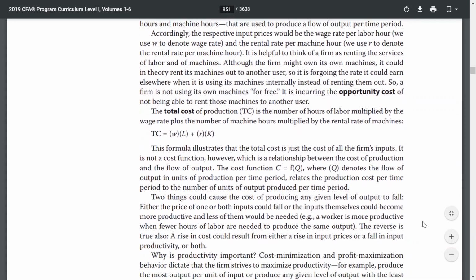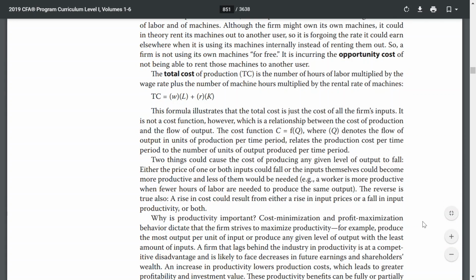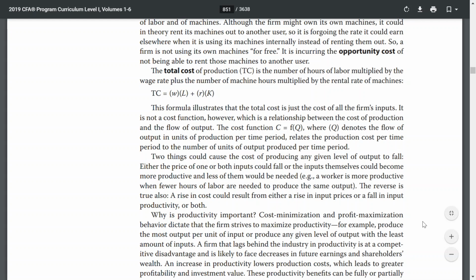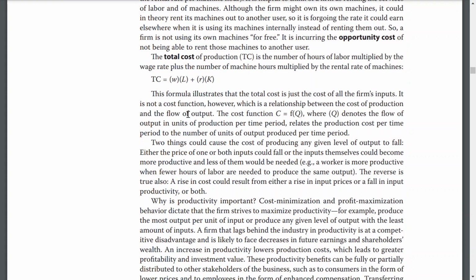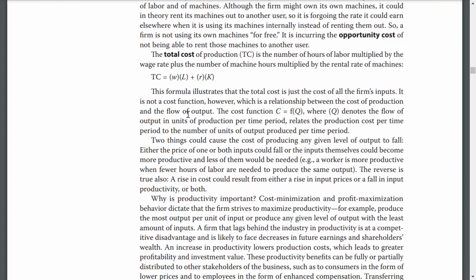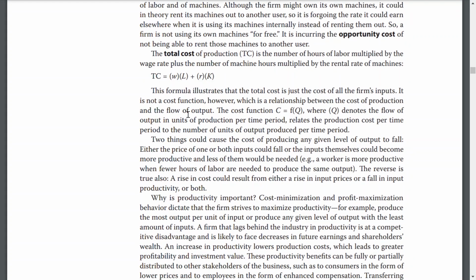The total cost of production, or the TC, is the number of hours of labor multiplied by the wage rate plus the number of machine hours multiplied by the rental rate of machines, which is denoted right here. This formula illustrates the total cost as just the cost of all the firm's inputs.